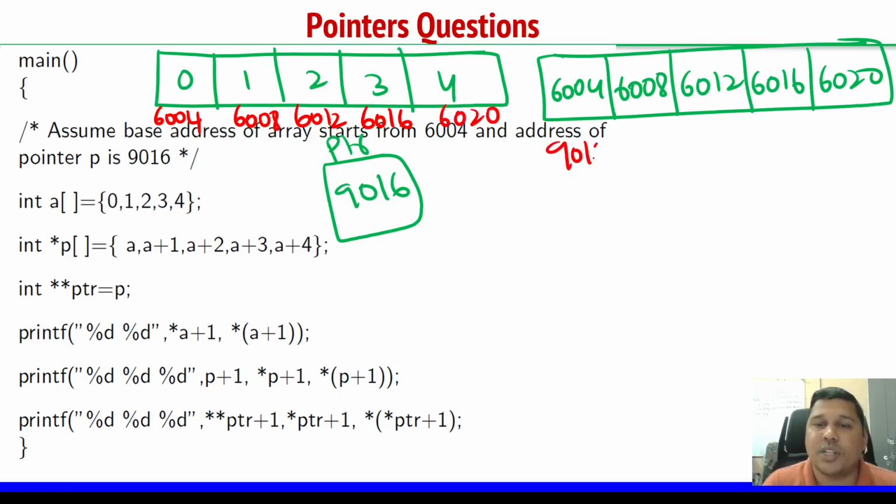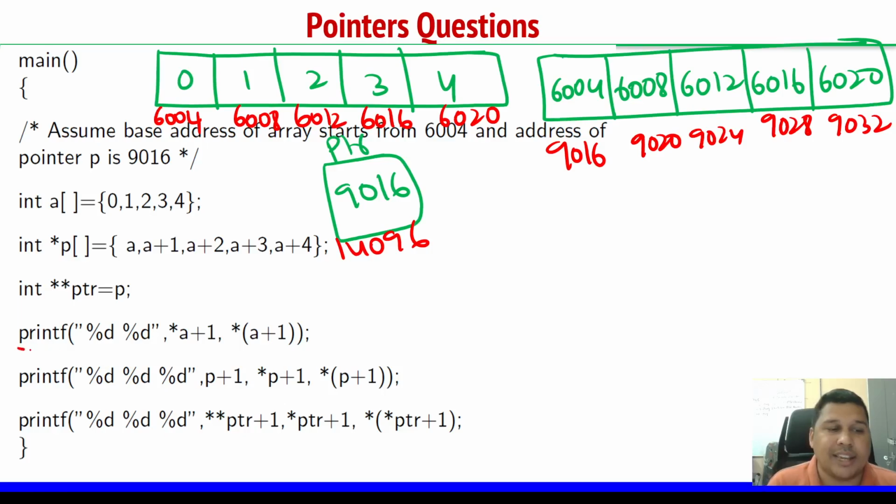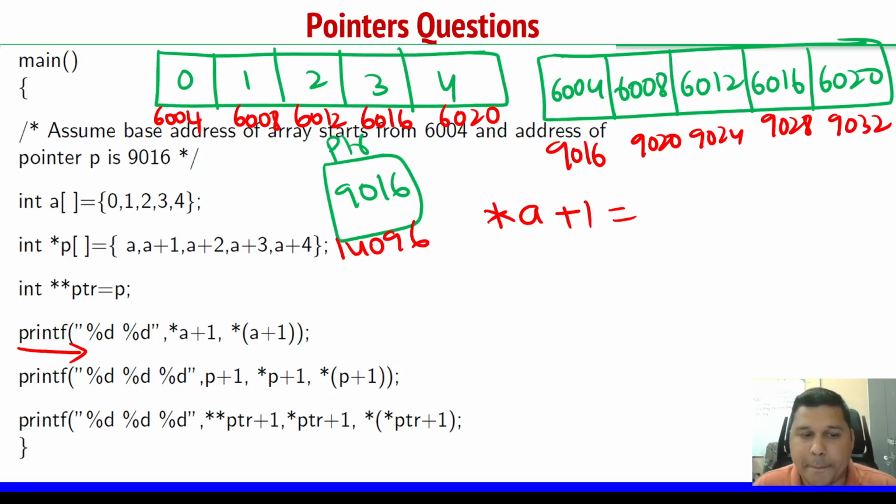This is 9016, 9020, 9024, 9028 and 9032, and its address is 14096. Now tell the first printout, tell me what is the value of star A plus 1? Can you guess the value of star A plus 1? What is the value of star A plus 1?